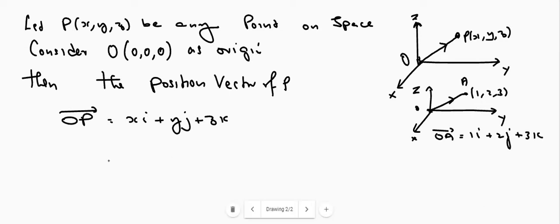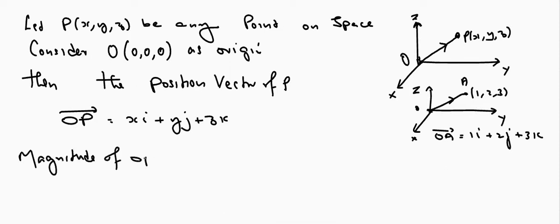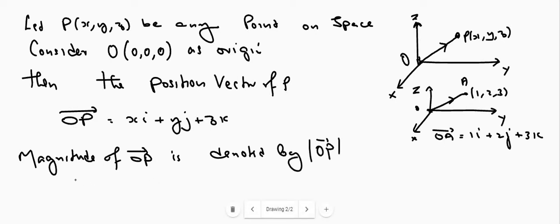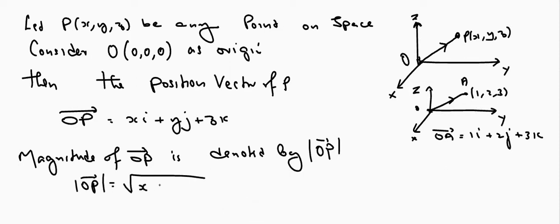Here OP vector is equal to xi plus yj plus zk, and the magnitude of OP vector is denoted by modulus OP vector and is defined as mod OP vector equals root of x square plus y square plus z square. It is the distance between origin and the point. Okay, clear. Now let us discuss triangle law and parallelogram law.